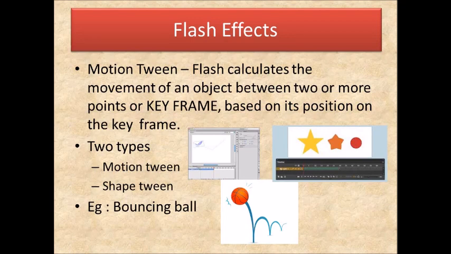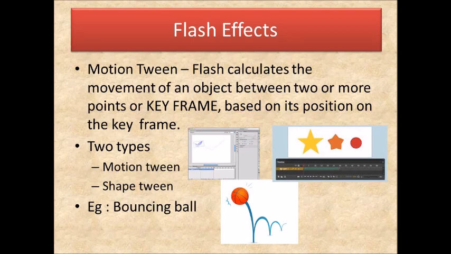Children, already you know that in the timeline you work with frames to organize and control the content of your document. A keyframe is a frame where a new symbol or instance appears in the timeline. The tweening is of two types, children. They are motion tween and shape tween. You can tween or twist the motion as well as the shape.